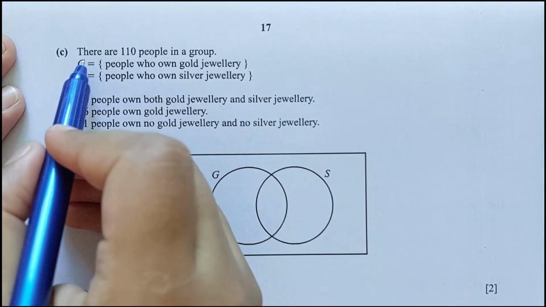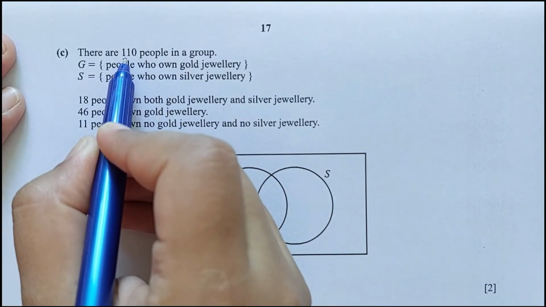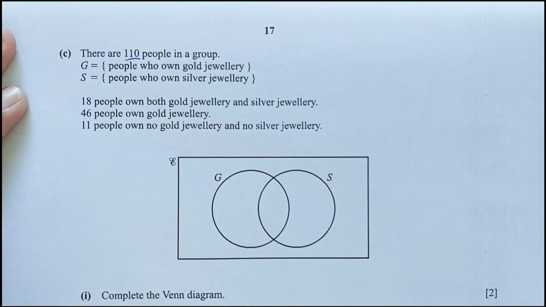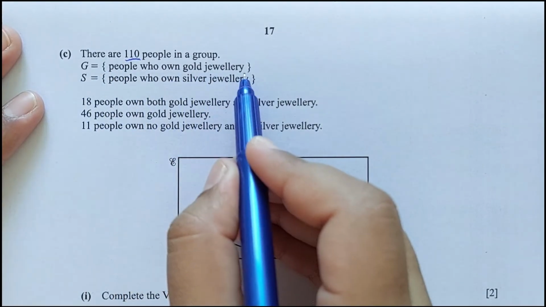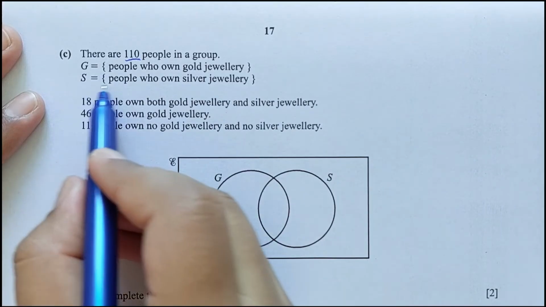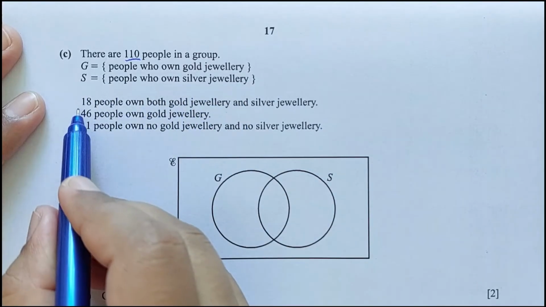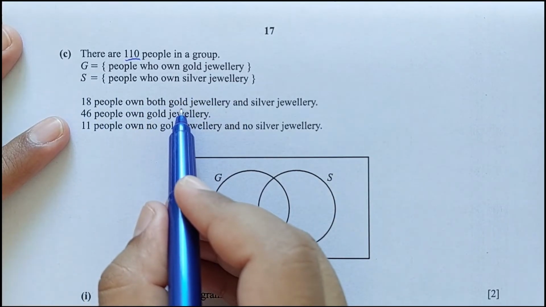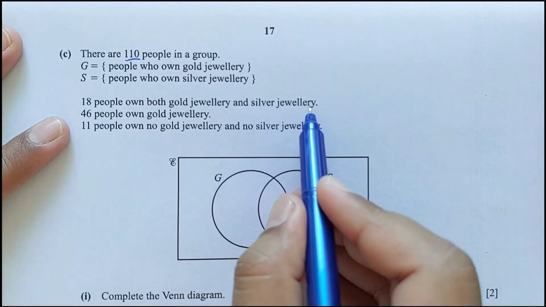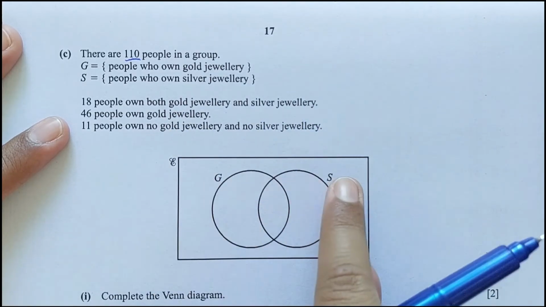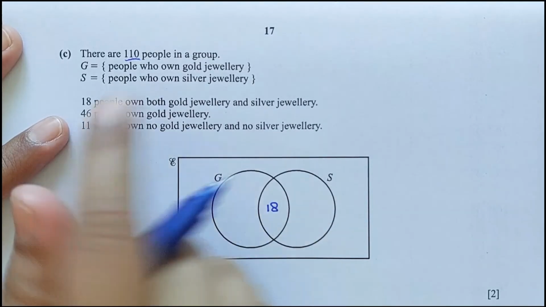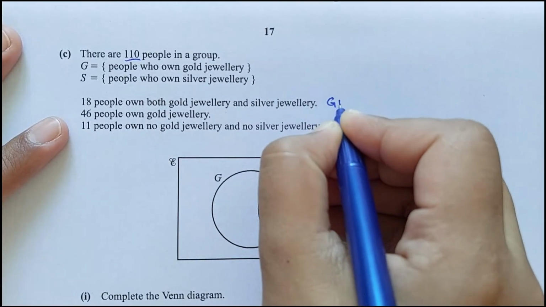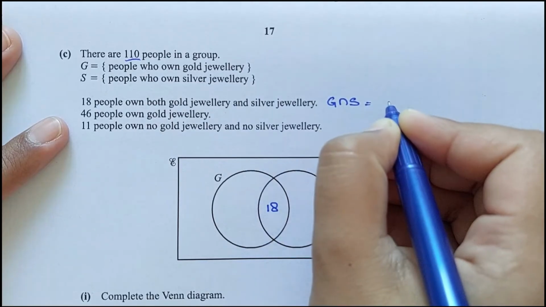Now for part C, there are 110 people in a group. The total number of people is 110. G is people who own gold jewelry, and S is people who own silver jewelry. 18 people own both gold jewelry and silver jewelry. So gold and silver, 18 people own both. The intersection is 18. It means G intersection S equals 18.